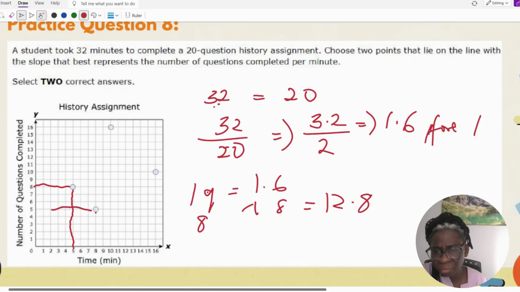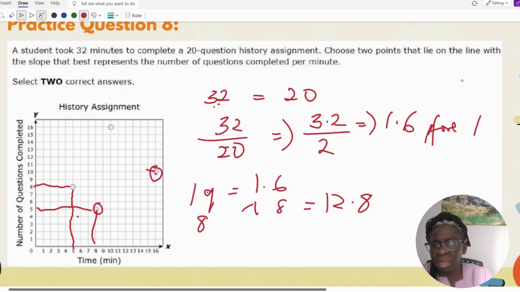So let's try this one too. This one is 5. So 5 times 1.6 gives 8. So this point is correct. Let's try this one. This one is 10. 10 times 1.6, that gives 16. So that means this point is also correct.